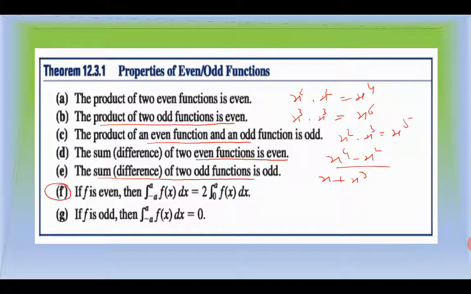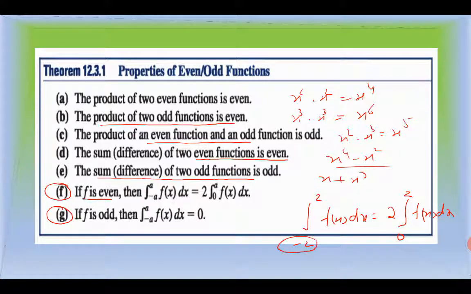So the important point comes here. If f is even, the integration from negative 2 to positive 2 of f of x dx can be written as 2 times the integration from 0 to 2 of f of x dx. Instead of integrating from negative 2 to positive 2, you can start the integration from 0 to 2 and write the answer 2 times. This is possible only when f of x is even. Otherwise, if f of x is odd, the symmetric integration will be 0.